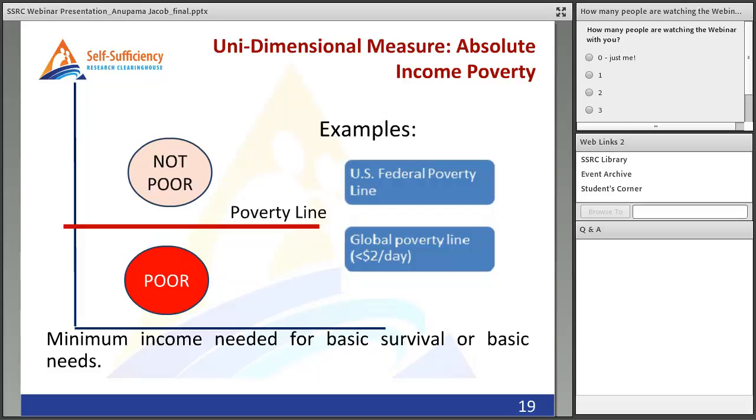So examples of absolute measures include the World Bank's less than $2 a day measure for developing countries and the U.S. federal poverty line, which, as you all know, varies by family size and composition.